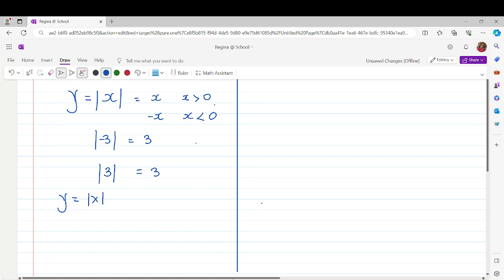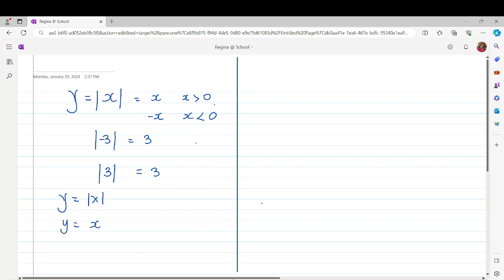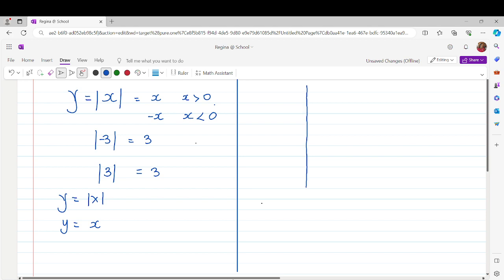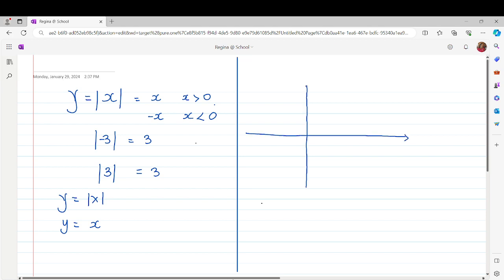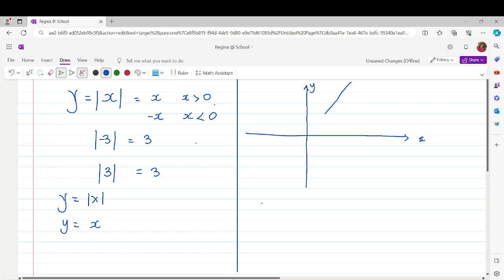Before you go here, you must be in a position to sketch the line y equals x. Then the part that goes to the negative, we flip it and it will be in the positive, because we've said that the modulus graph must be positive. So if I'm to sketch, this is the line y equals x.